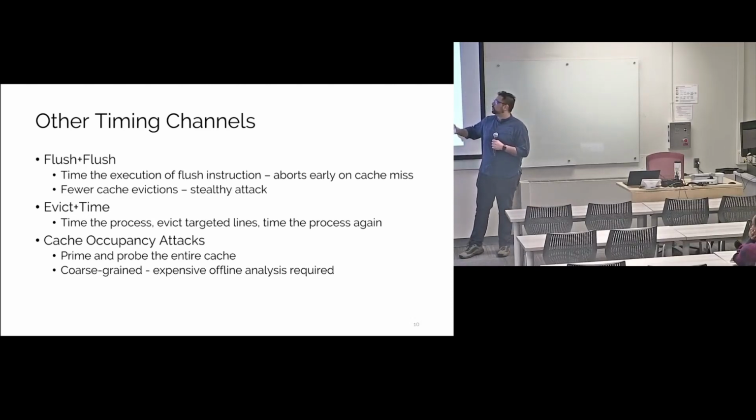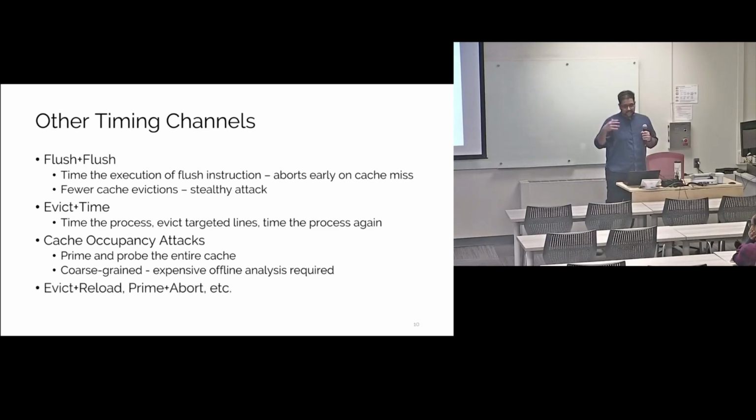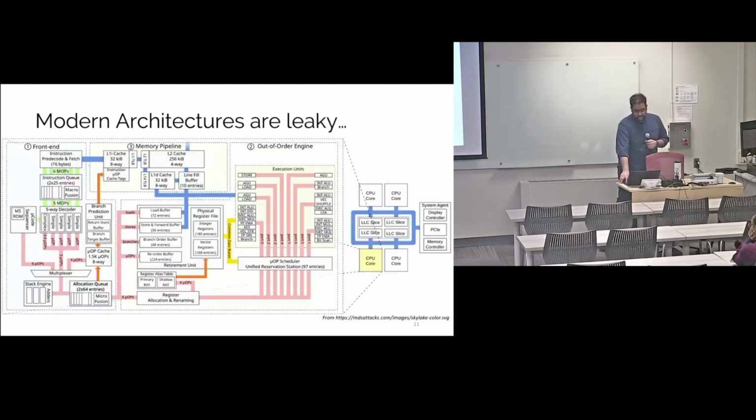There are cache occupancy attacks, which use prime and probe and evict time type strategies, and these are even coarser, where they are priming and probing the entire cache. You prime the entire cache, wait for the program to execute, then probe it to see what changes happen in the cache. But as I said, they're coarse-grained. You need expensive offline analysis because you need to understand what it means when n number of cache lines are evicted or n number of cache lines are brought into the cache. These are very interesting, but they require a lot of offline analysis. Then there are some more attacks: evict reload, prime abort. Once you look at those papers, you'll understand exactly what's going on and why they leak.